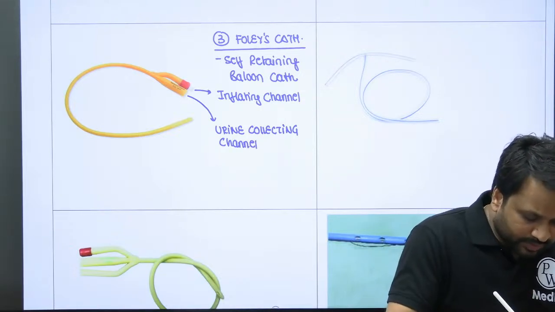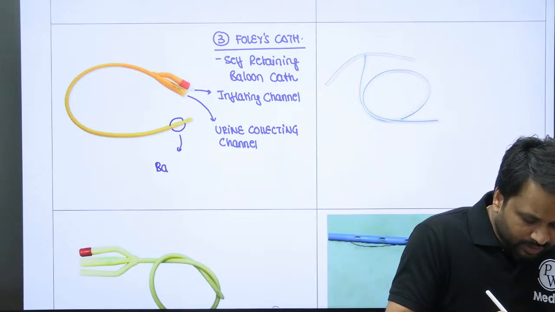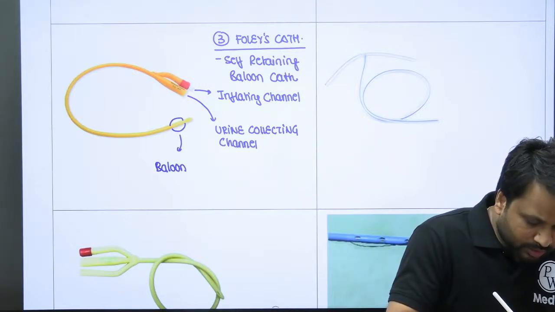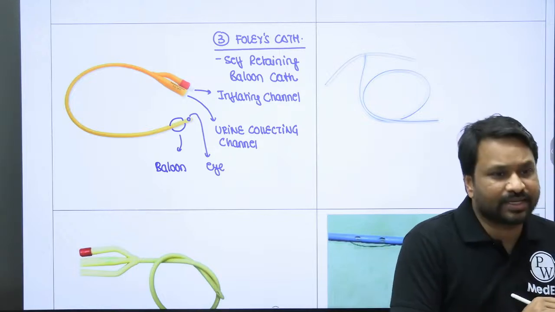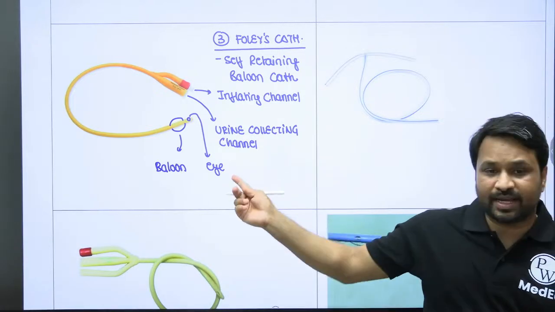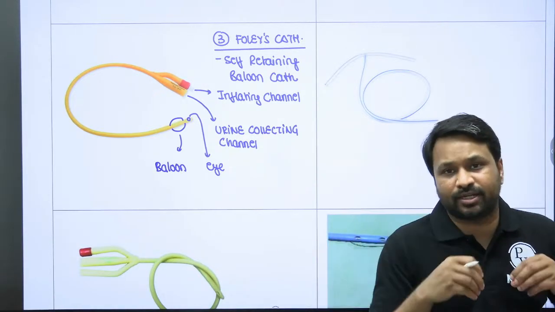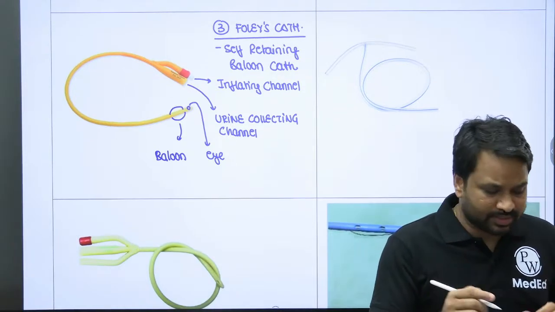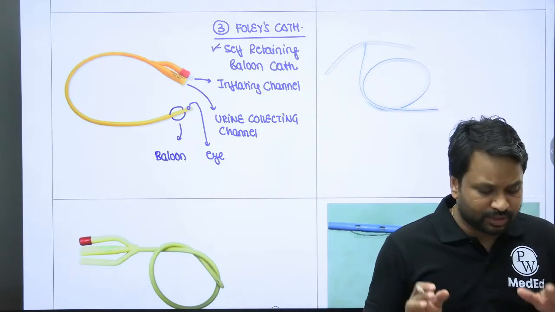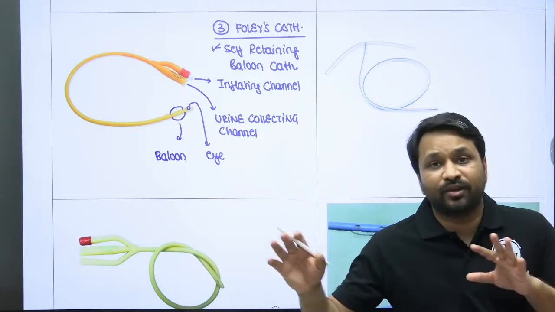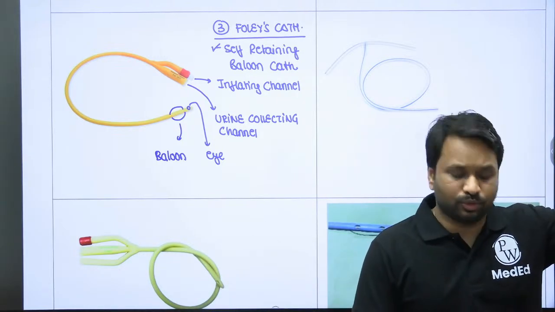Somewhere across here you will have the balloon, and distal to the balloon there will be a small opening. This is what we call the eye of the Foley's catheter. The eye of the Foley's catheter is where you will collect the urine from, as simple as that. So it's a self-retaining balloon catheter. It has an inflating channel, a urine collecting channel, a balloon and an eye. We'll have a more detailed discussion when we go to the urology images, right?